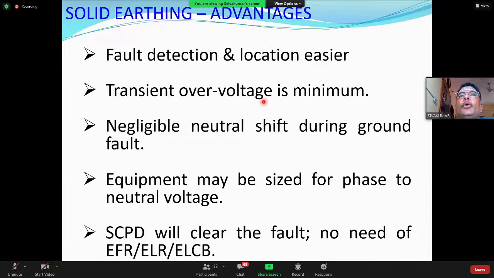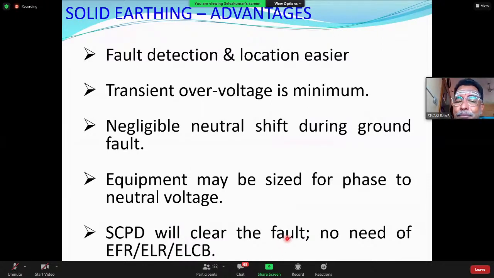On the neutral shift, because of the connection, the neutral of the source is always kept at ground potential. Even during a phase to ground fault, the neutral will still be at ground potential because of the solid connection. There will not be any buildup of neutral to ground voltage. Yes, except for some marginal fault voltage, but the neutral shift will be very negligible.